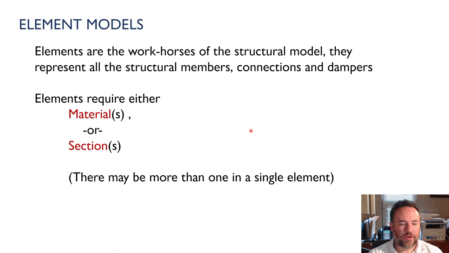Okay, so elements are the key parts of our model. Our model has materials defined, it has sections defined, but it's the elements that are actually the bits of our model. They're the parts of our model that connect together and fit together and define the overall stiffness. Every type of element is going to require some material or some sections, one or the other. Those materials or sections are going to define how those elements act in their nonlinear behavior.